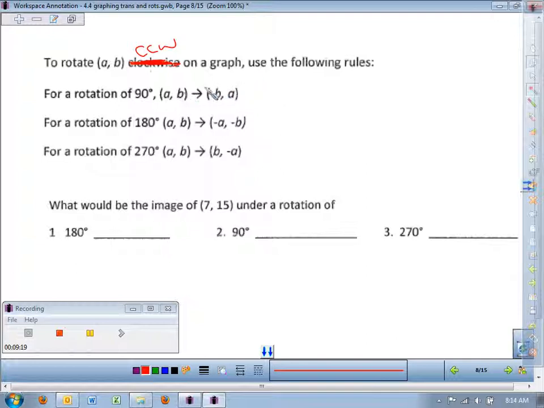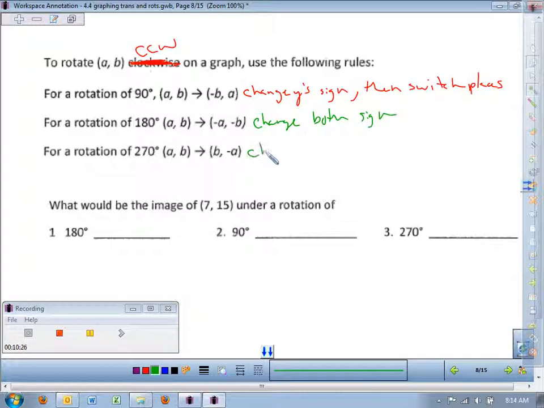So isn't it true that we need to change the y sign, the y value changed? B is the y value, B is the change y sign, then switch places. That's the order that seems to be better for our brains. So change y sign first, then switch places. To rotate 180 degrees is just change both signs. Change both signs. And this guy is change x's sign, then switch places.